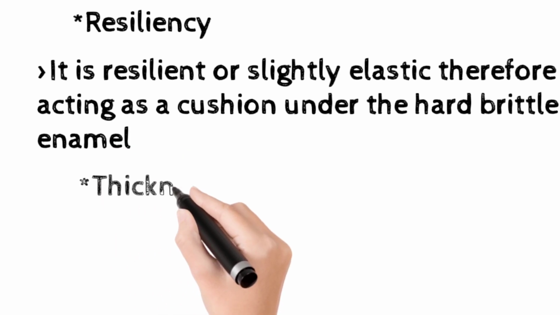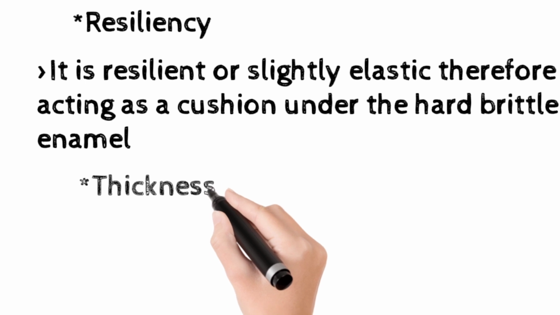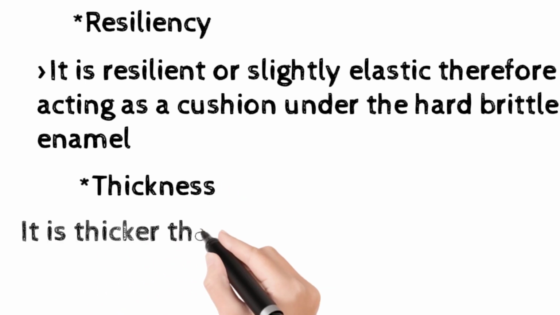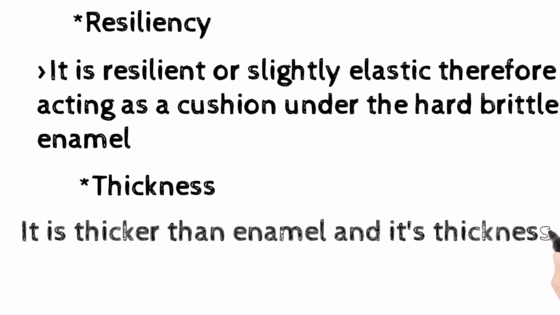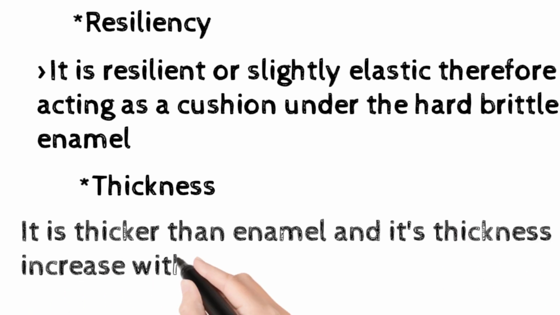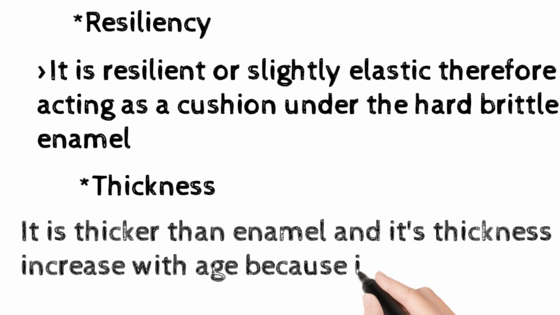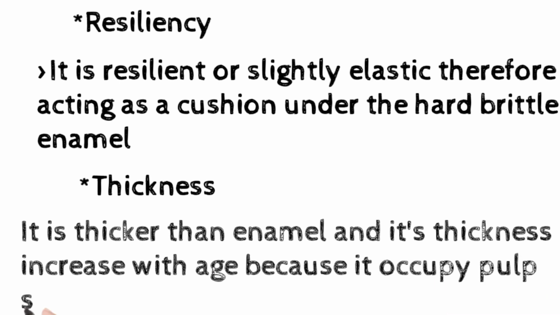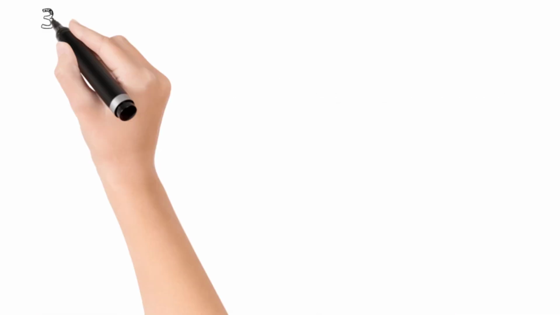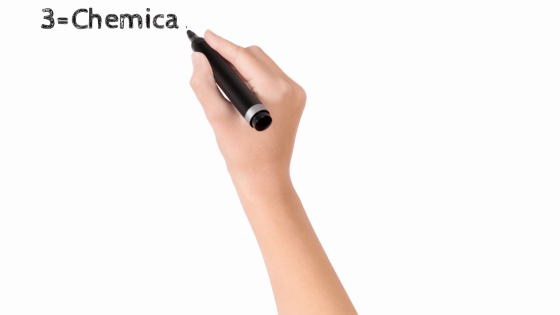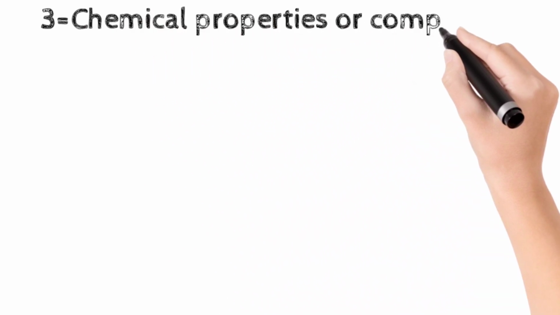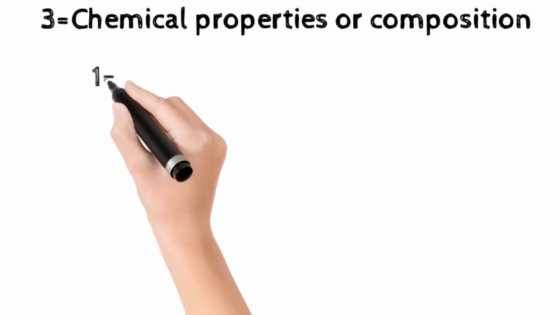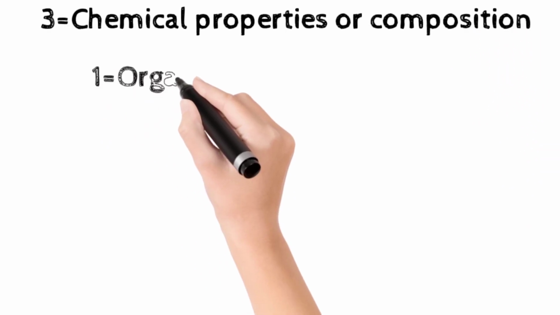And the 4th is the thickness. Dentin is thicker than enamel and its thickness increases with age because it occupies the pulp space, because with age the pulp size decreases and the space is occupied by dentin. Now after physical properties, come to the chemical properties or composition.